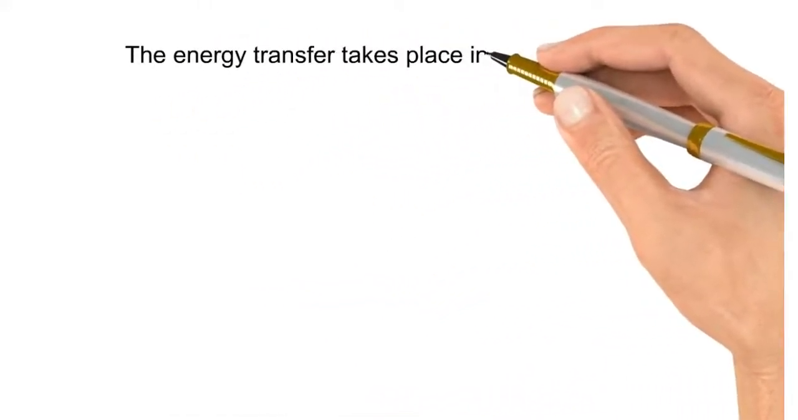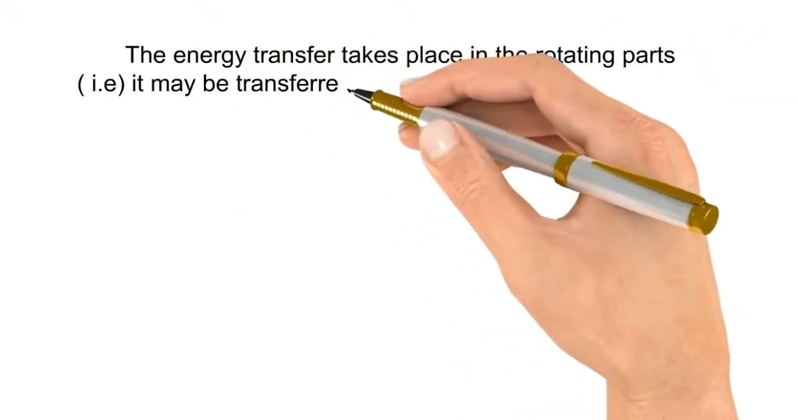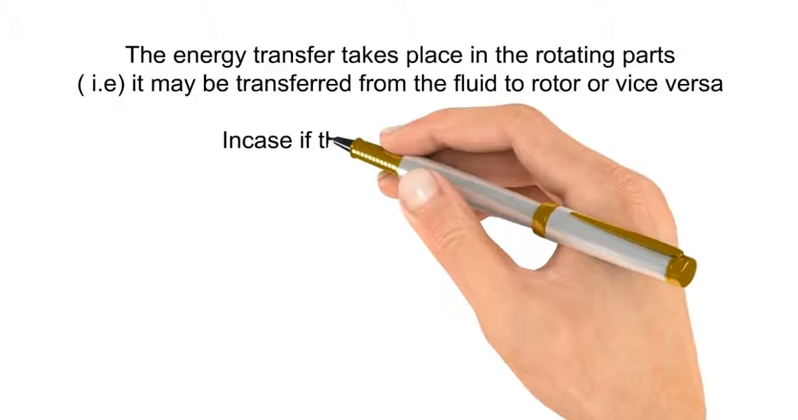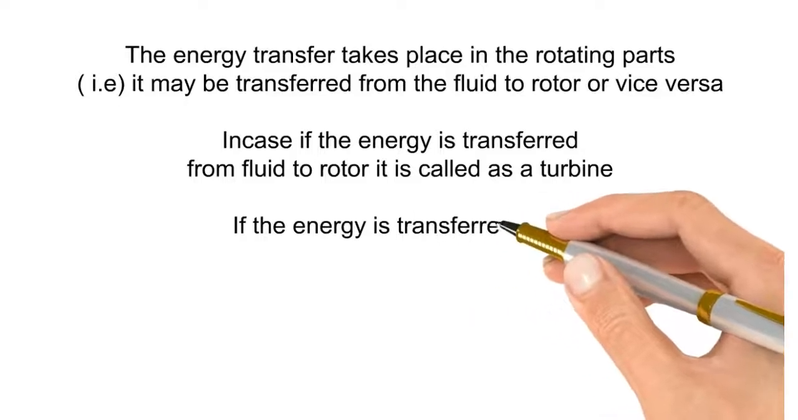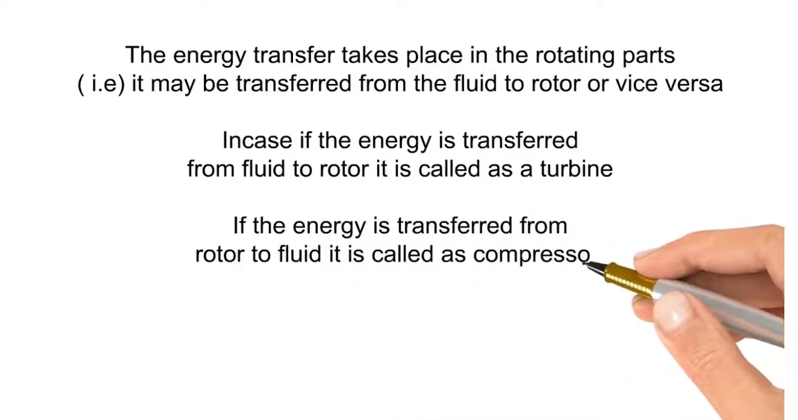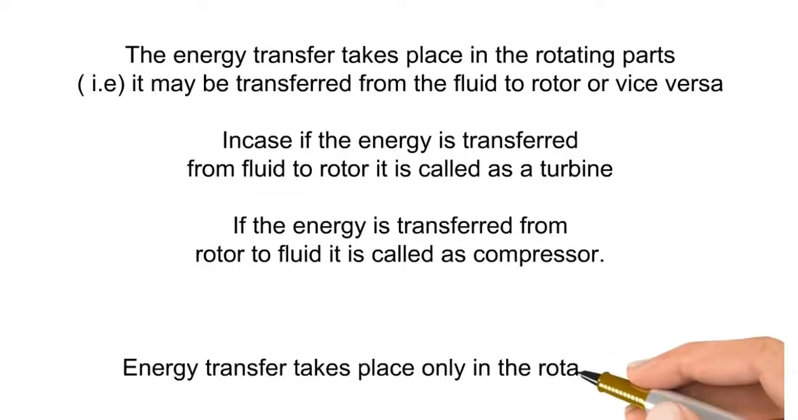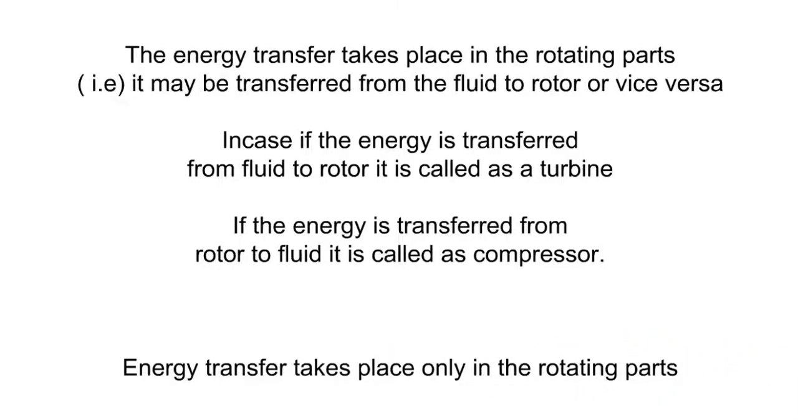In case of energy transfer, the energy transfer takes place in the rotating parts, and it may be transferred from the fluid to the rotor, or vice versa. If the energy is transferred from fluid to the rotor, it is called a turbine, and if the energy is transferred from the rotor to the fluid, we call it a compressor. And to remind you, energy transfer takes place only in the rotating parts. This is what we have seen. And all that we need to know is that compression is a process in which the rotor gives its energy to the fluid and makes it pressurized.